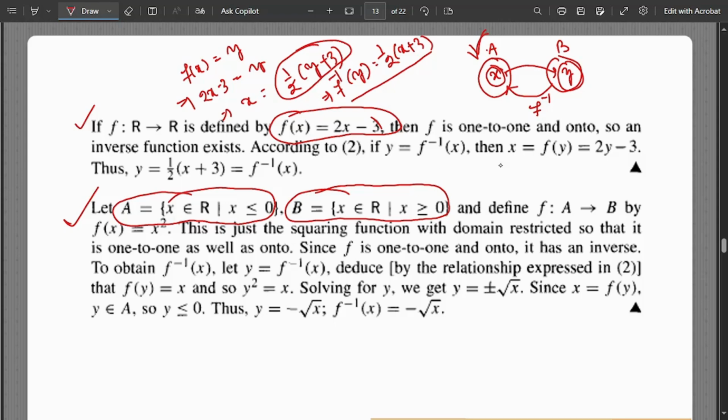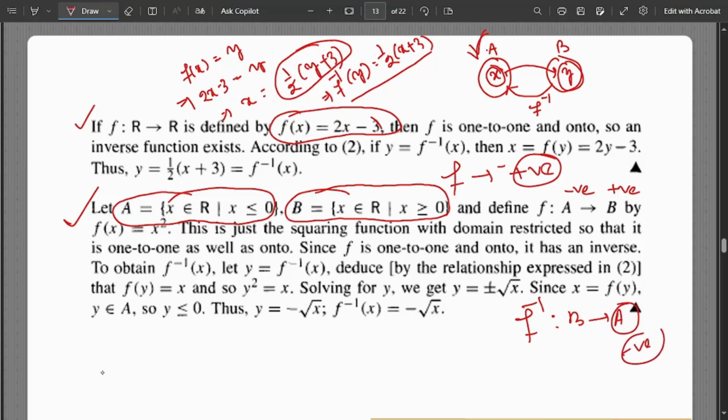So f is defined from negative to positive, so the range of function f should always be positive. But when we find f inverse, that function is from B to A, so the range of the inverse should be negative. Here the function is defined as f(x) equals x squared. So, as above with x and y, A and B, let's assume this f(x) as y. Okay, y equals x squared.